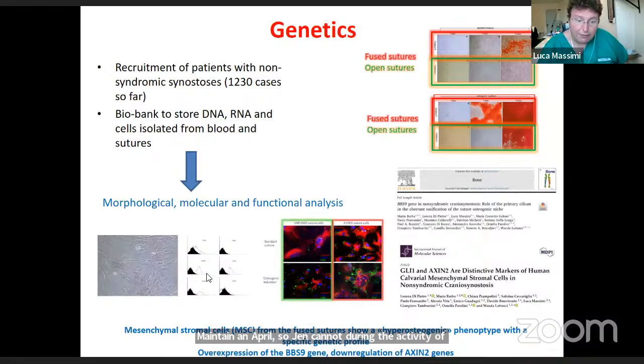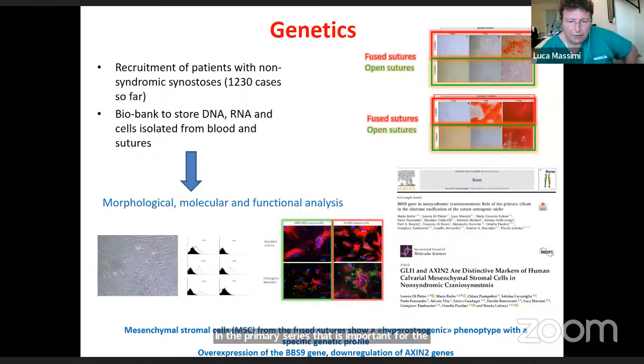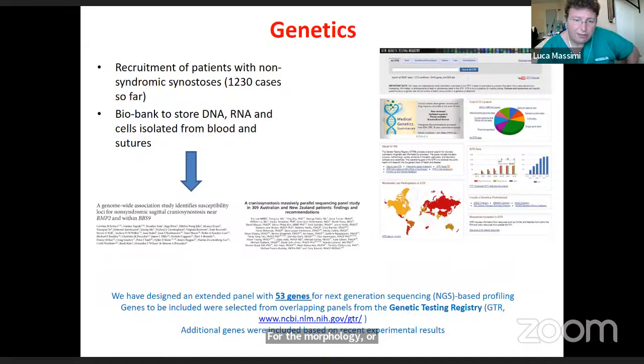And especially, we found an overexpression of BDS9 gene that is involved in the primary cilium activity, that is important for the development of craniofacial skeleton, and a downregulation of the axin-2 genes that is important for the morphology of the craniofacial skeleton. This was why I was mentioning before.